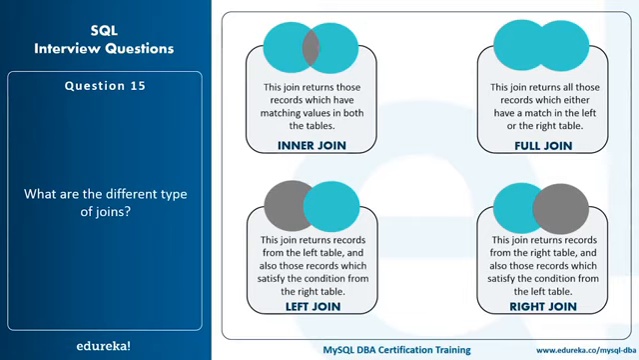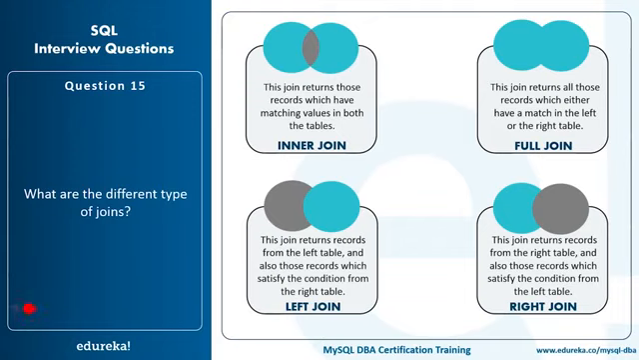The full join returns all those records which have a matching value in either the left or the right table. Whenever you apply a full join on both of these tables, you'll get an output of all those records which have a match in either the left or the right table. The left join returns the records from the left table and also those records which satisfy the condition from the right table. So if you have table A and table B and you apply a left join to both of these tables, the output would be all those records from the left table and the records from the right table which satisfy the specified condition.